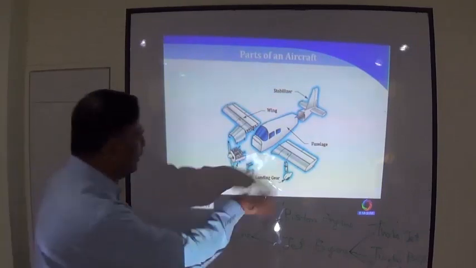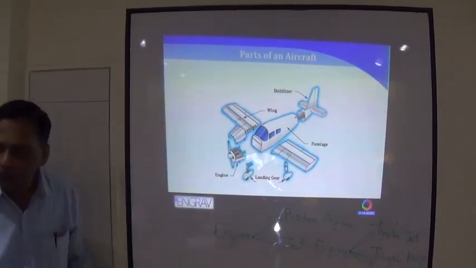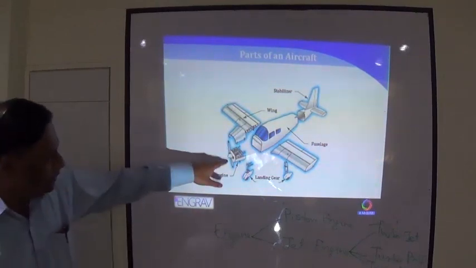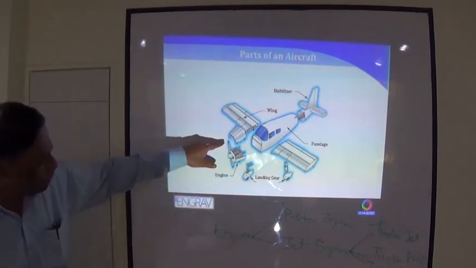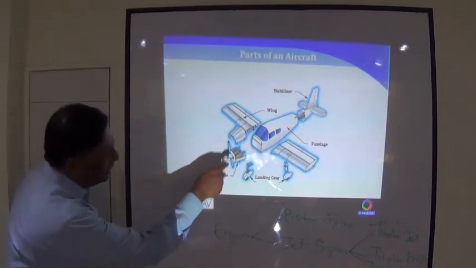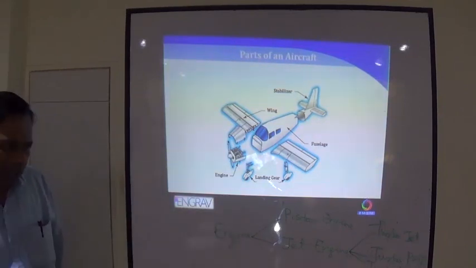So, engines, landing gear. It's a turbofan engine, sir. Which one? No, this is a piston engine. What you're seeing is a piston engine. This is a small aircraft with a small propeller, you can see that. The piston engine is also called a reciprocating engine.